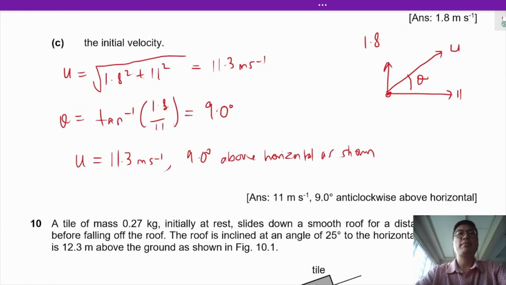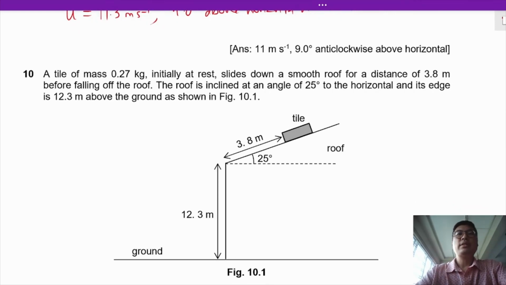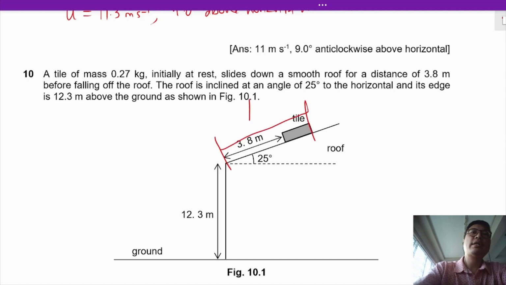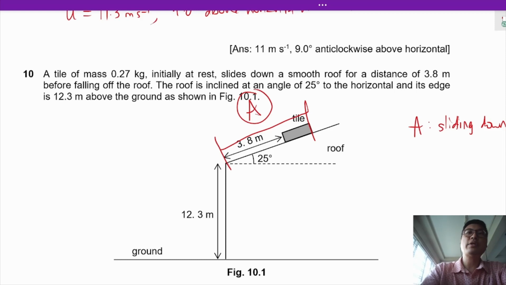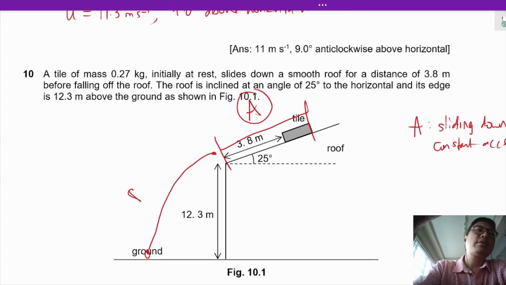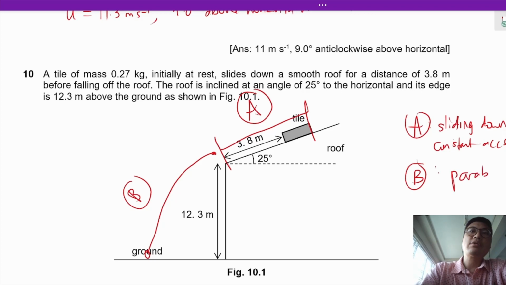Let's move on to question 10. Now in question 10, the concept for this first part is that there are two parts of the journey. This is part A. Part A is sliding down the slope. Now, remember that the SUVAT equations can only be used for segments with constant acceleration, right? So we cannot use SUVAT for this entire journey. Now, the part B journey will be hitting the ground. So part B will be parabolic motion. So we need to do two different parts of this question.